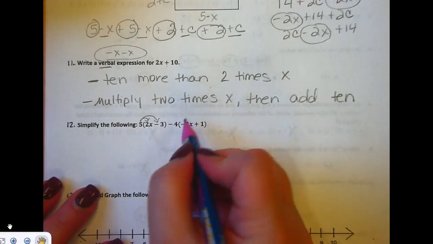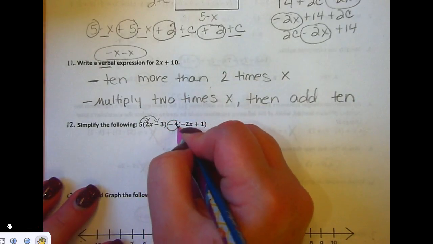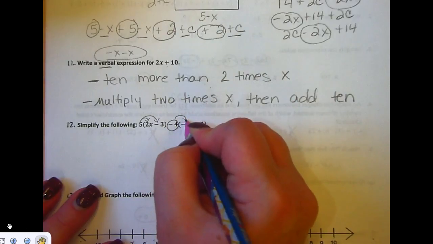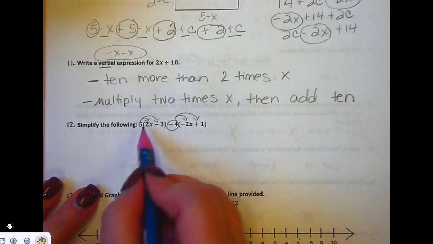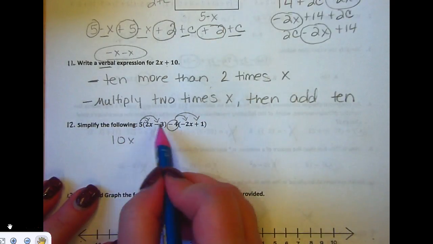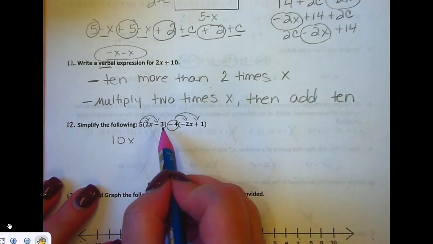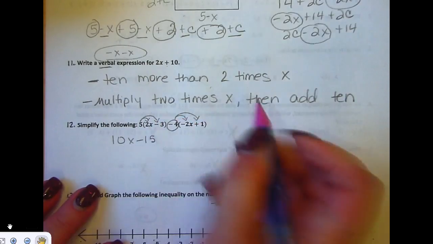And then we've got to distribute here. But we're distributing a positive 4 or a negative 4? A negative 4. We've got to distribute there. And then we will combine like terms. So 5 times 2x is 10x. 5 times, is that positive 3 or negative 3? Negative 3, so that makes negative 15.